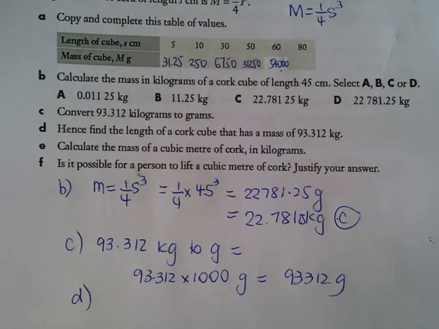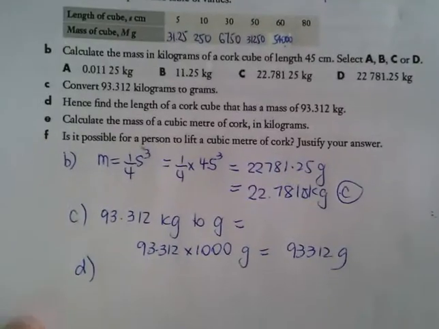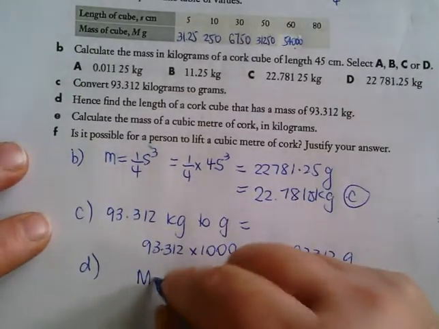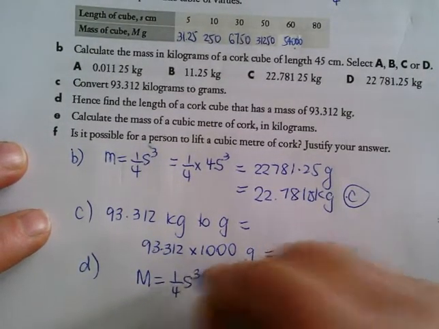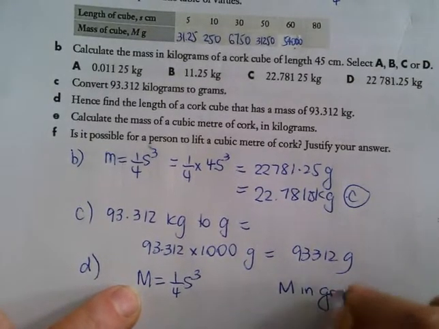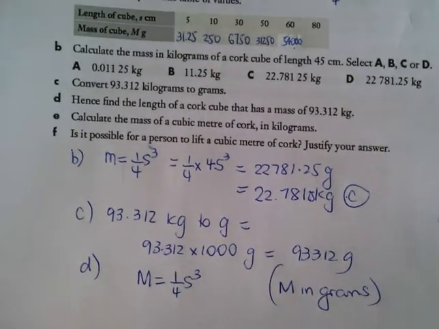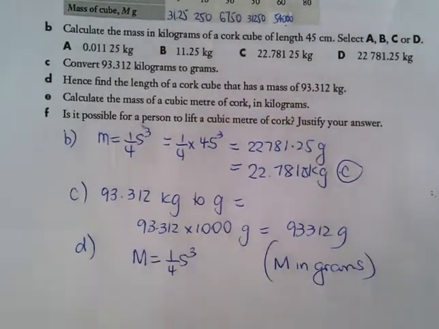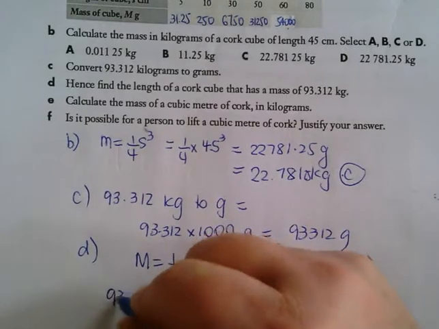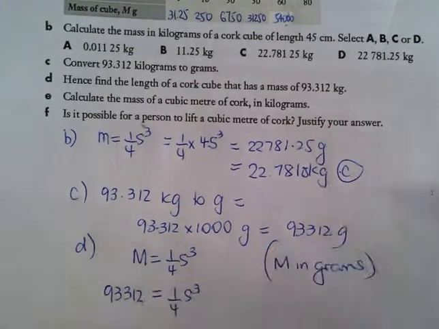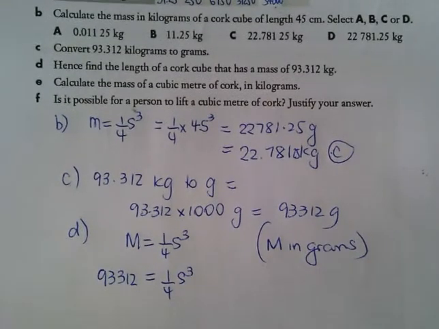This is very guided. So you're lucky they asked you about part C, because when you use the formula M equals 1/4 S cubed, that M has to be in grams. Okay? So they want the side length of a cube that has mass 93.312 kilos. You must put in the mass with grams. So now what are we going to do? Off you go.